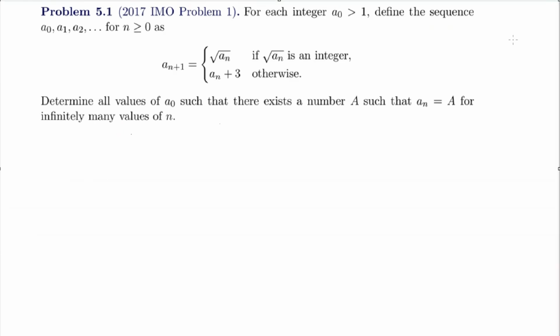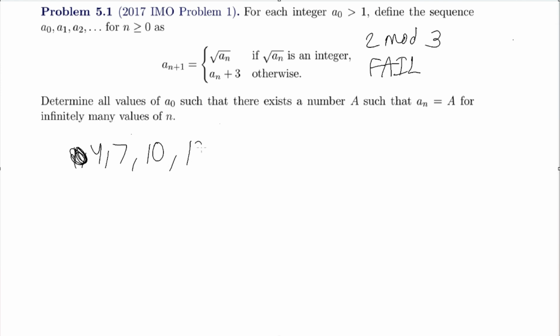So we already know that 2 mod 3 numbers fail. I'm writing it again here. And it really seems like the 1 mod 3 numbers also fail. So we already proved that 4 and 7 fail. Not 1, because it's not part of the problem statement. And 10 fails because we go 10, 13, 16, and we go back to 4, which we already know fails. So I'm going to put an X here.